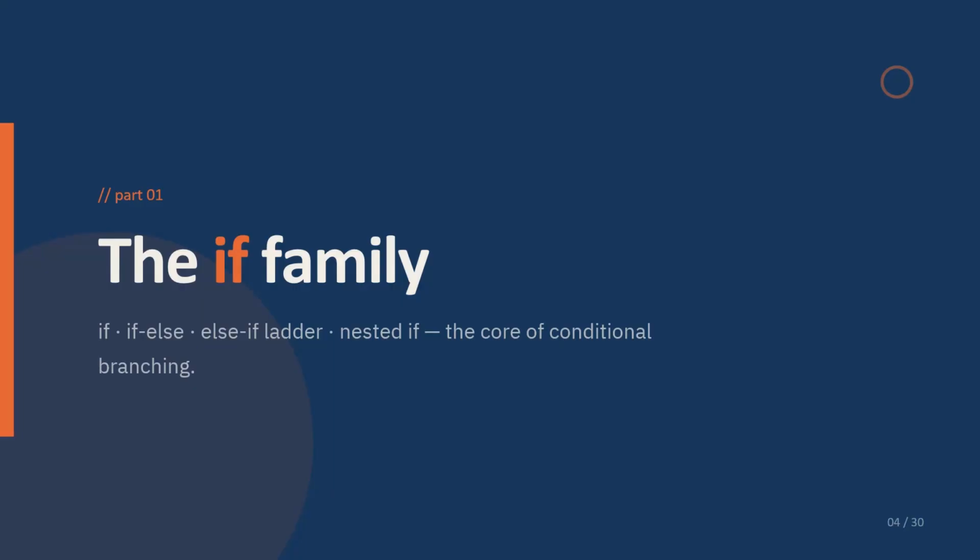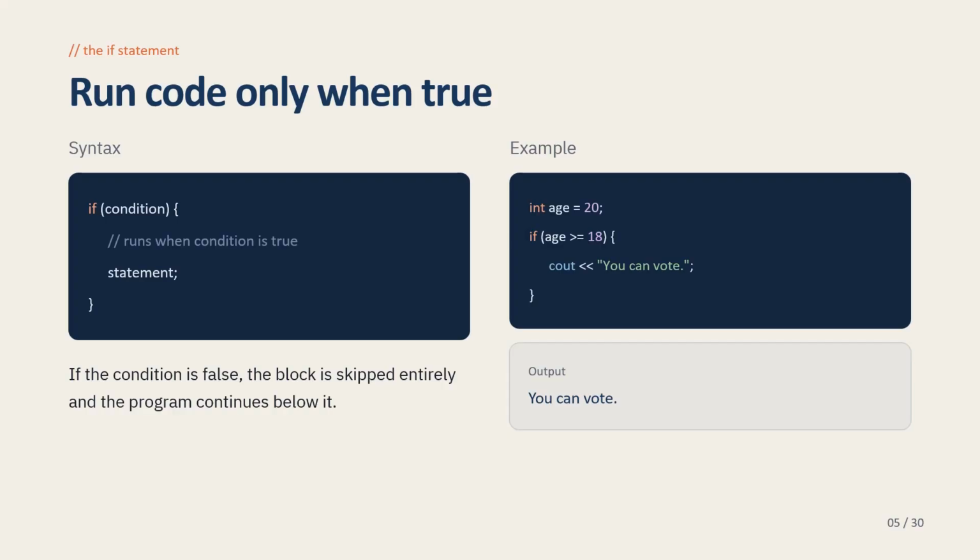Next comes the if family. The if family includes the if statement, if else if ladder, and nested if. These are the fundamental tools used to implement conditional branching in C++. The if statement executes a block of code only when the specified condition is true. If the condition is false, the block is skipped completely. It is suitable for simple one-way decisions.